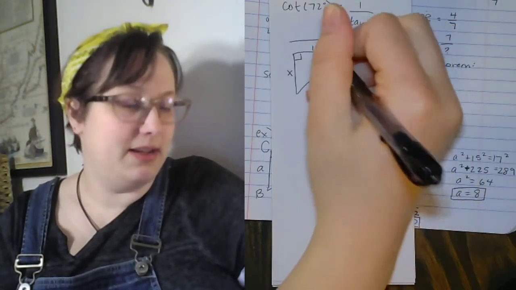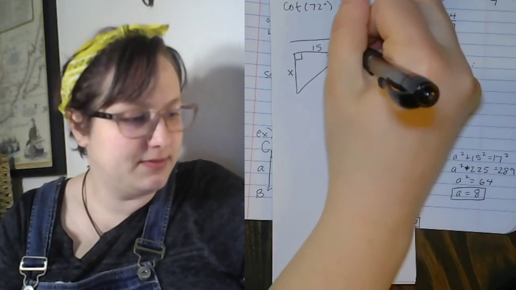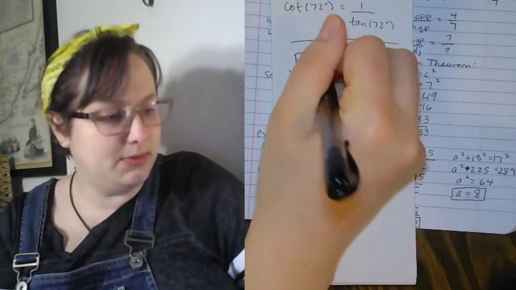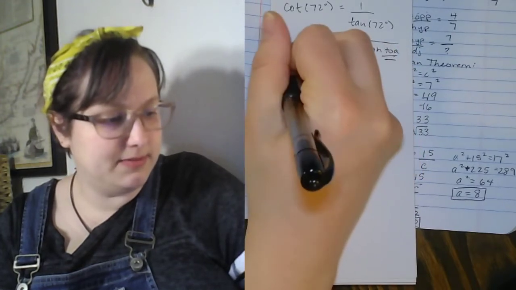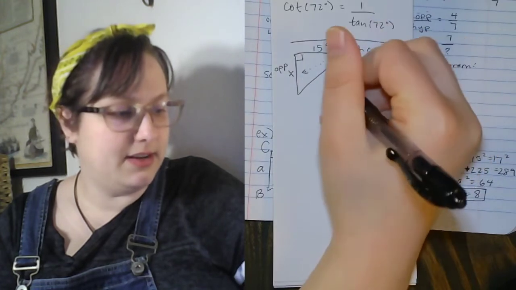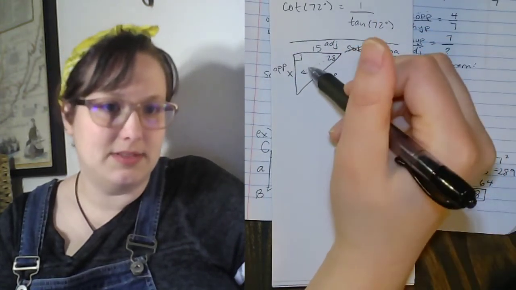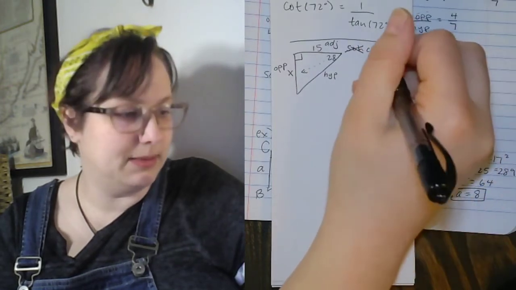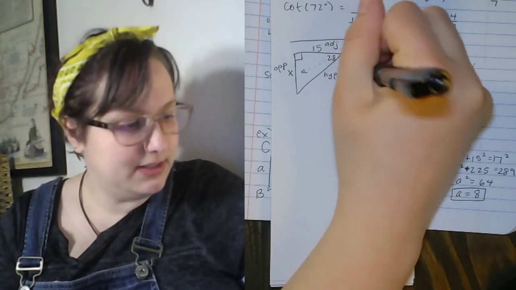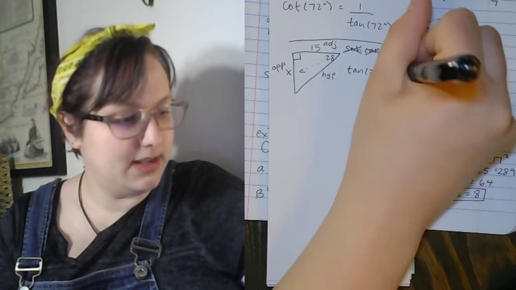To find this one with only these two things, I would need to use tangent, because tangent is the only one that is opposite and adjacent. Sine needs to know the hypotenuse to work, or needs to know the opposite, one or the other, and cosine, same thing, so tangent. So I would use tangent of 28 degrees equals x over 15.